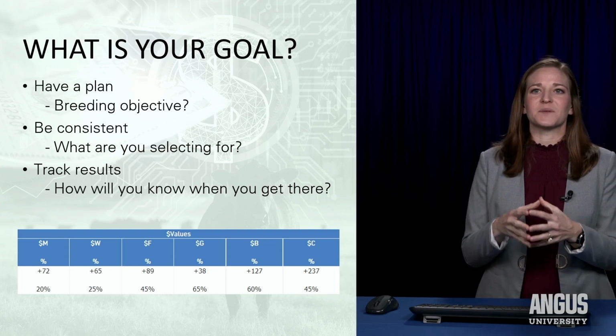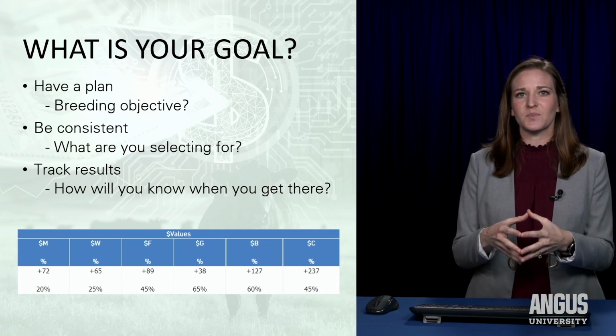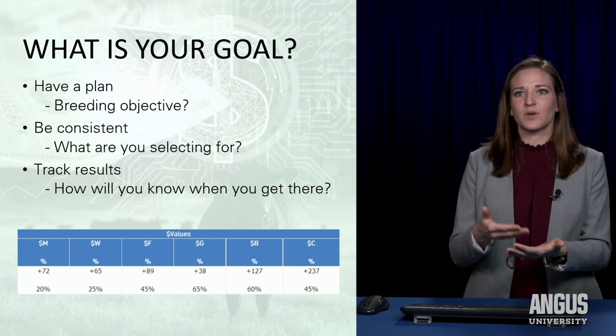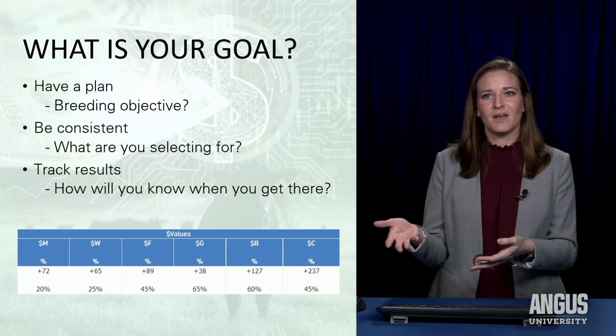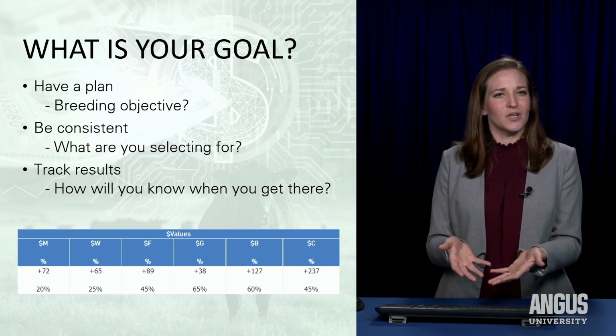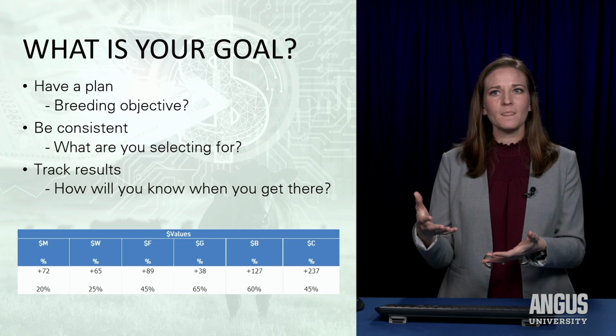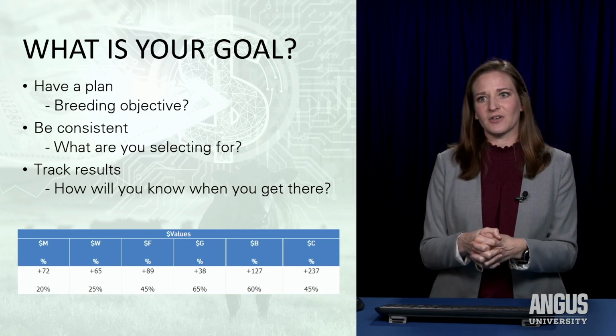It's also really important to be consistent with that selection, right? So what are you selecting for? Having that plan in mind and continuing to follow down that path. And then ultimately, how do you know when you get there? Tracking those results, seeing the progress over time. And it's one of those things that we can use these dollar values for.